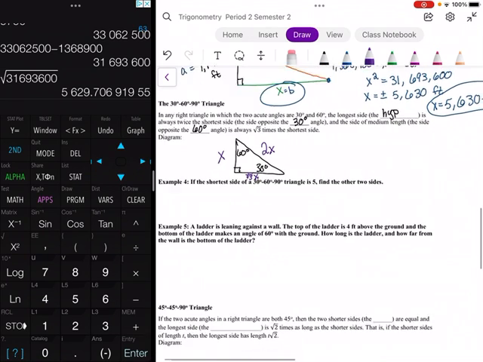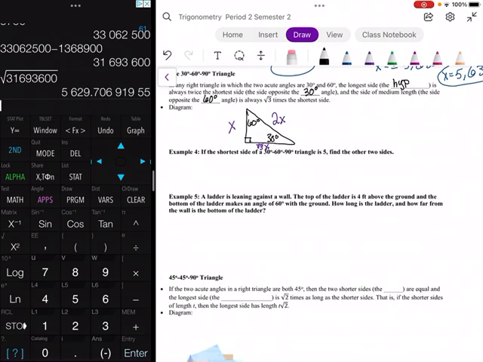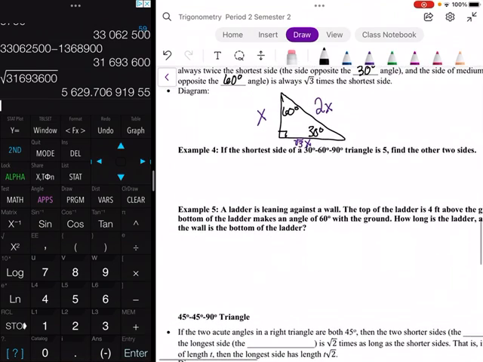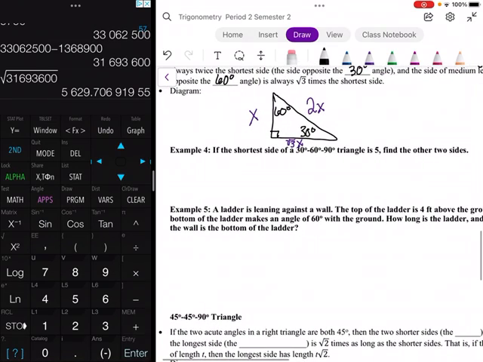For example, number 4 tells us if the shortest side of a triangle is 5, find the other two sides. And they told us that this was a 30, 60, 90. And I'm just going to switch them up so we're not getting used to them in the same spot. They told us the shortest side was 5. That's always going to be across from the 30-degree angle.